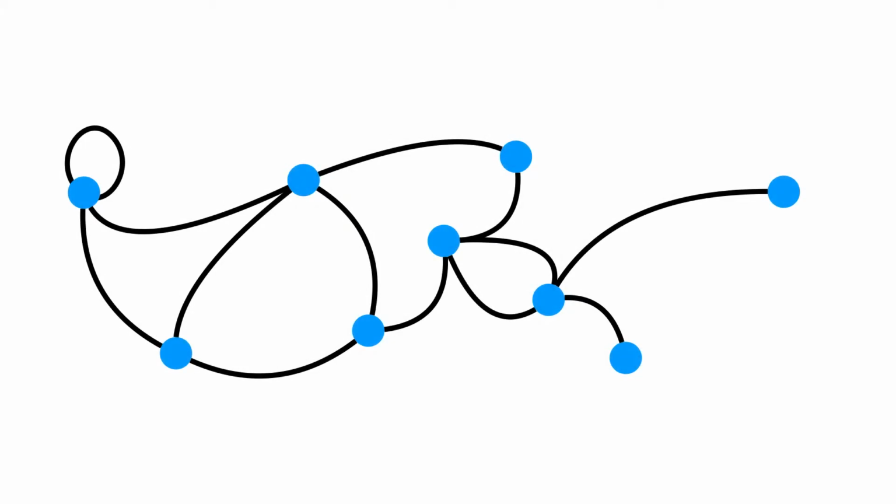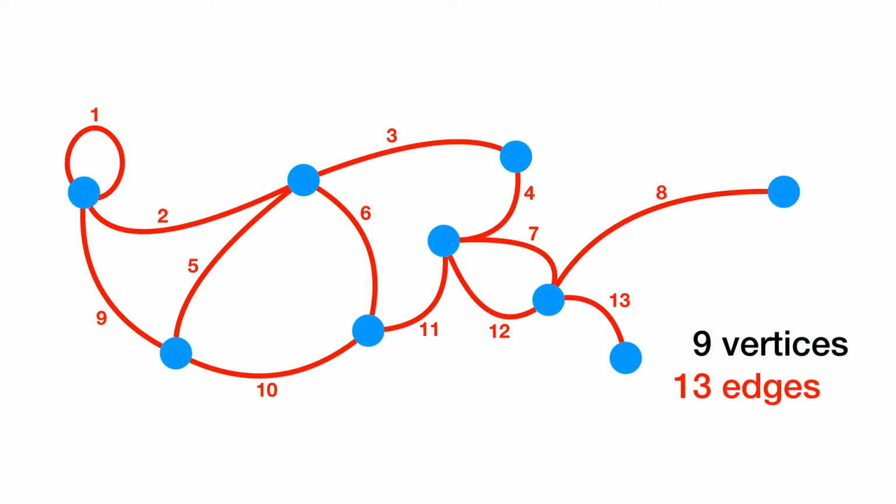In this video, we'll learn a new term associated with graph theory and uncover one of the most famous formulas in the history of mathematics. Here we have a connected graph with no crossing edges. It has 9 vertices and 13 edges.